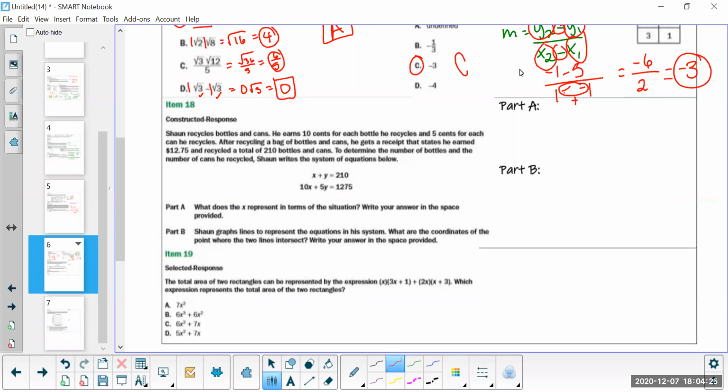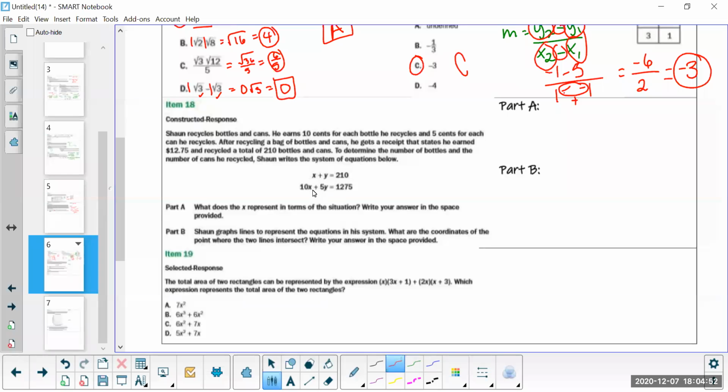To determine the number of bottles and the number of cans he recycled, Sean writes the system of equations below. x plus y equals 210 and 10x plus 5y equals $12.75. What does the x represent in terms of this situation? Write your answer in the space provided.